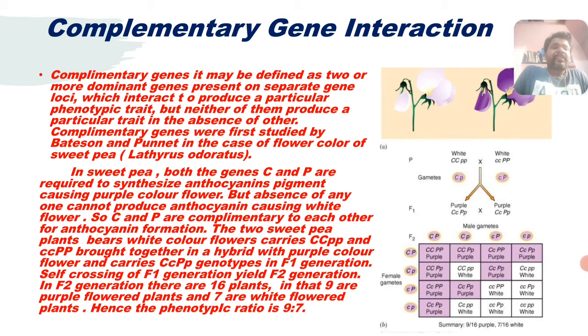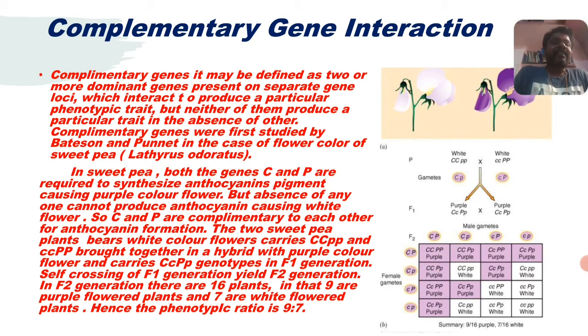The purple color occurs even though two white-colored plants were crossed with each other, because they give the heterozygous genotype capital C, capital P, small p, where capital C and capital P interact with each other. Capital C is complementary to capital P, and capital P is complementary to capital C. Hence these two are complementary and synthesize the anthocyanin pigment, which causes the purple flower color.